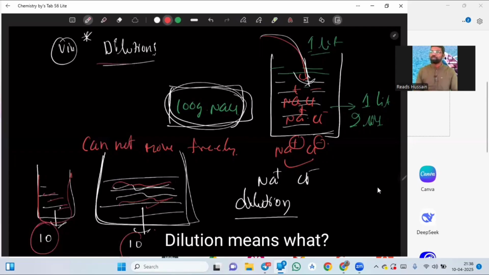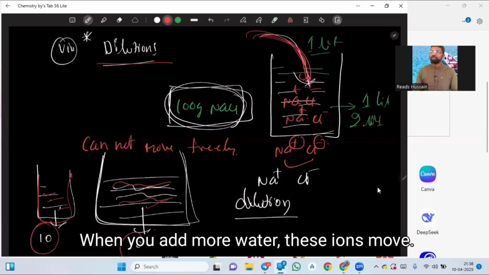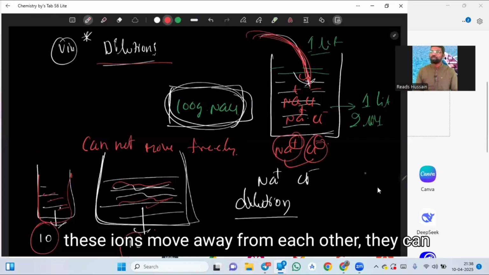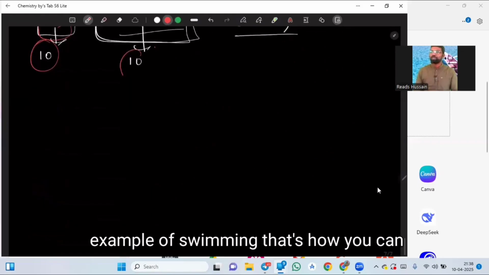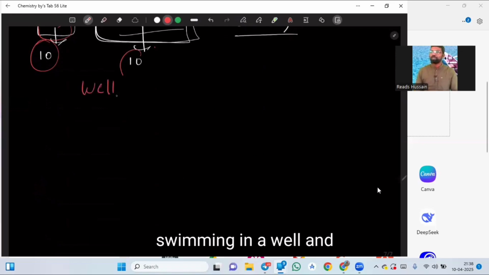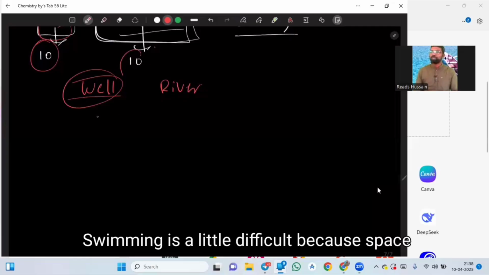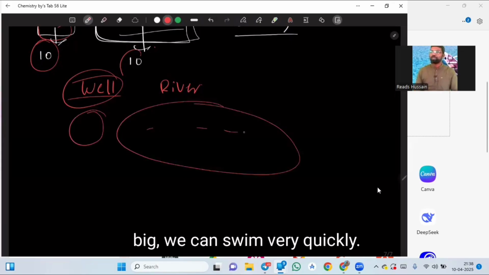See here, dilution. Dilution means what? Adding more and more solvent, more water. When you add more water, these ions move away from each other. They can move freely. And you can take the example of swimming. That's how you can understand easily. And swimming in a well, and swimming in a river. That's a simple example. In a well, swimming is a little difficult because space is very less. But in a river, as a river is very big, we can swim very quickly.